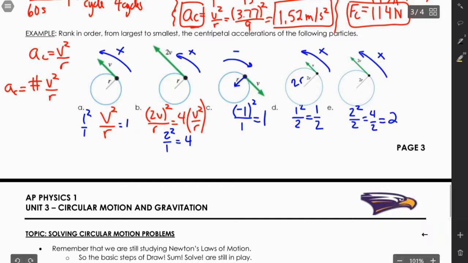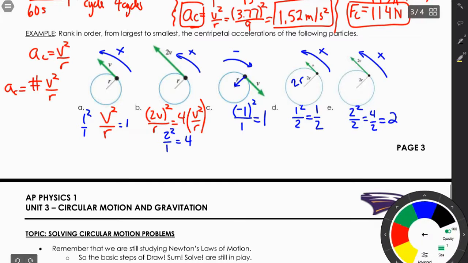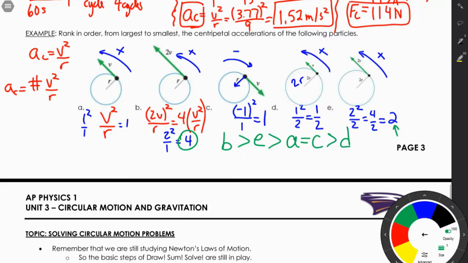So which one has the largest centripetal acceleration? Well, it's going to be B, right? Because what number popped out? 4. And then B is going to be greater than E, right? Because E was 2. And then that's going to be greater than, I have a half, and I have the 1s. So A and C are going to be equal, which then is going to be greater than D, right? And so I just used the factors of change.